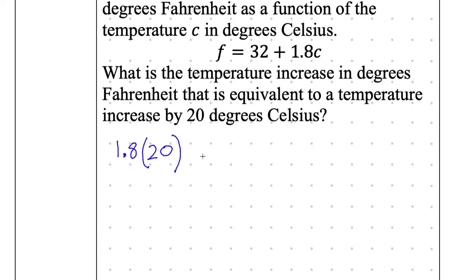And again, Wyatt had this cool way, is it okay if I show your method? Yeah, go ahead. Wyatt essentially saw this as 1.8 first times 10 and then times 2, because 10 times 2 is 20. Whenever you multiply by 10, you move the decimal place to the right one, and then you double it. So this is really 18 times 2, and 18 times 2 is 36. So the correct answer is it's a change by 36 degrees Fahrenheit.